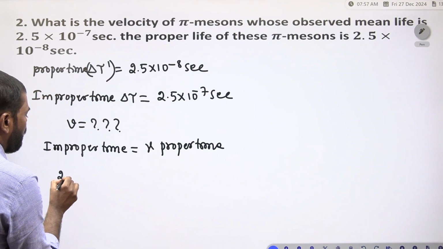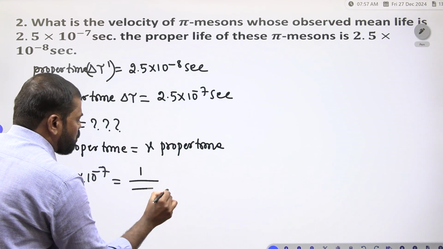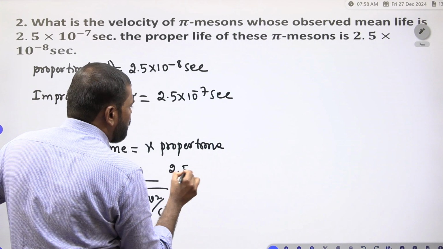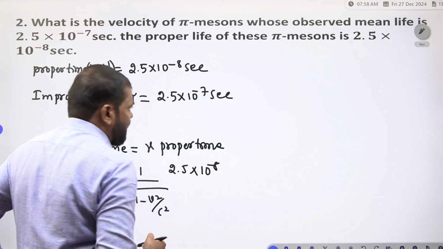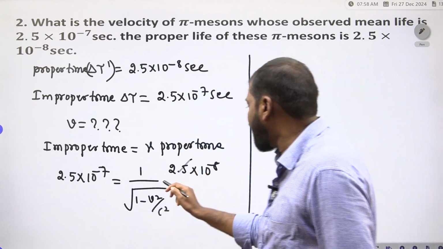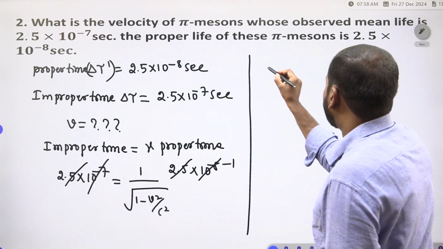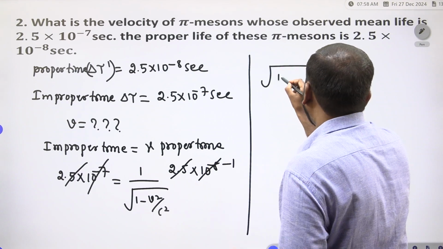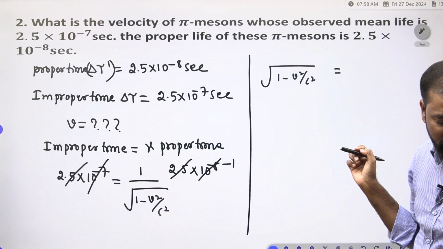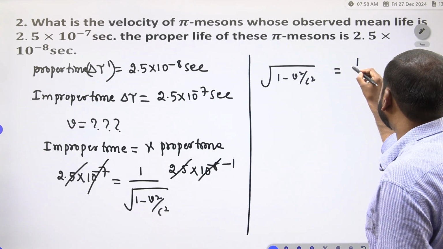What is the improper time? 2.5 into 10 to the power of minus 7, which is equal to gamma, which is 1 by square root of 1 minus v square by c square, times the proper time, 2.5 into 10 to the power of minus 8 seconds. The 2.5 gets cancelled, and 10 to the power of minus 7 minus 1 remains. So square root of 1 minus v square by c square is equal to 1 by 10.